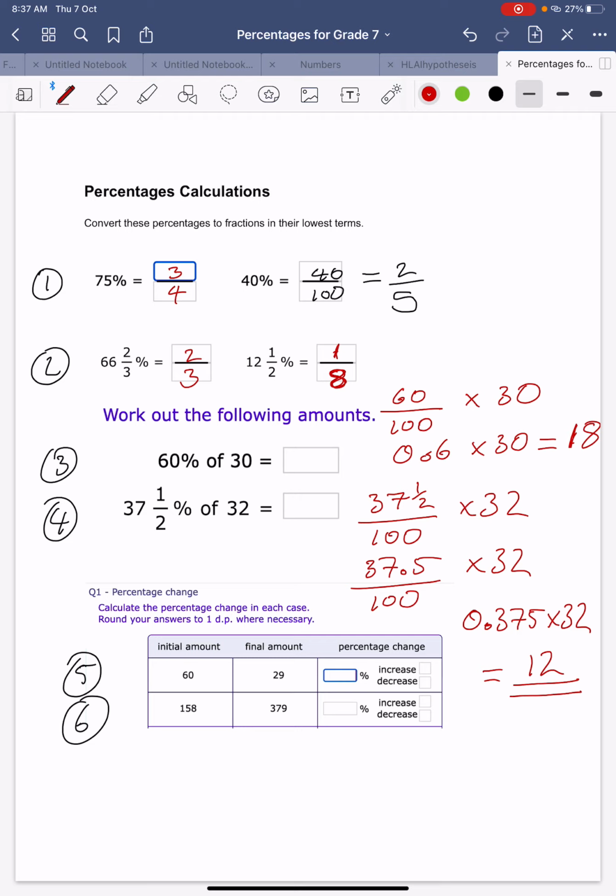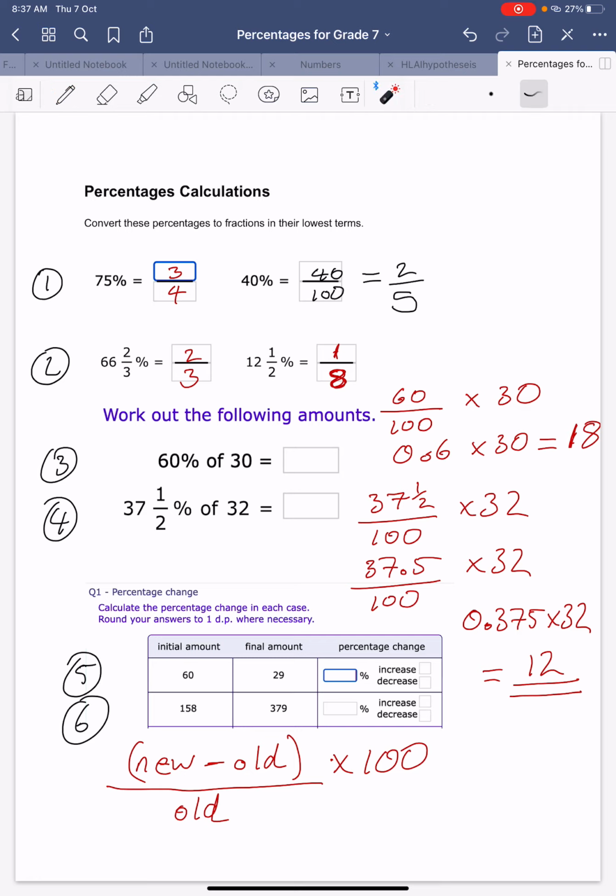And then finally for this video, working out percentage change. Now we have to remember our formula here, and our formula is new, subtract old, in a bracket, divided by old. So this will give us a fraction, and then we times it by 100. Now this matches some of the homework we've been doing on deforestation. And so let's have a little look at the first question, question 5.